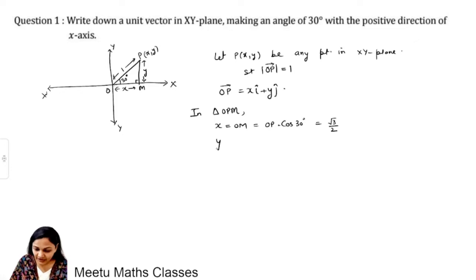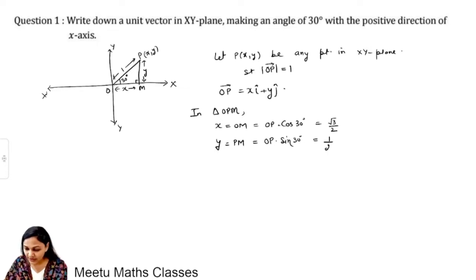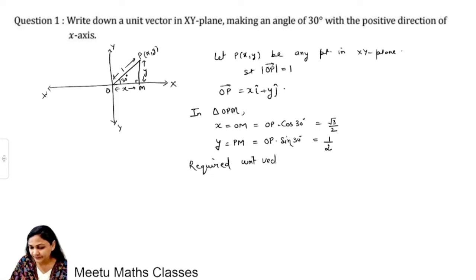And y is PM. So PM is equal to OP into sine 30 degrees. OP is again 1 and sine 30 is 1 by 2. So our required unit vector OP is equal to root 3 by 2 i plus 1 by 2 j.